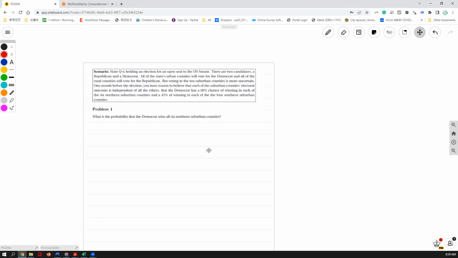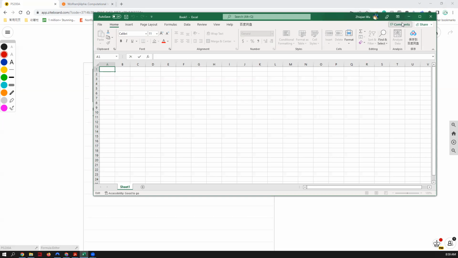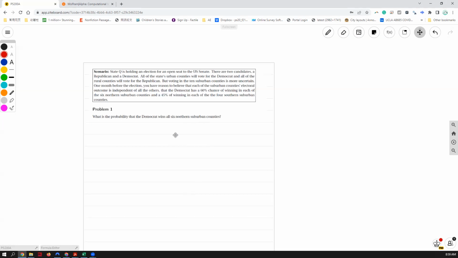The professor's answer sheet has already provided calculations done by hand as well as done by R. So if you're comfortable with using R, you can certainly do that. But I think maybe some of you, like me, would prefer using Excel, then we can do that as well. Okay, so that's what we're going to do.